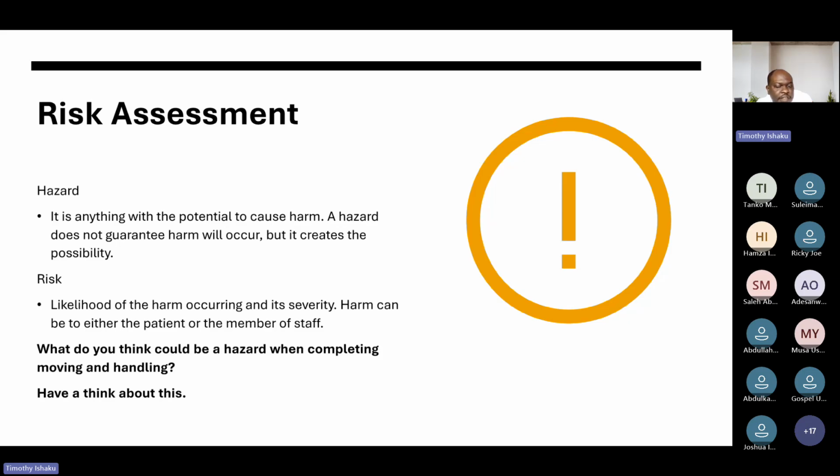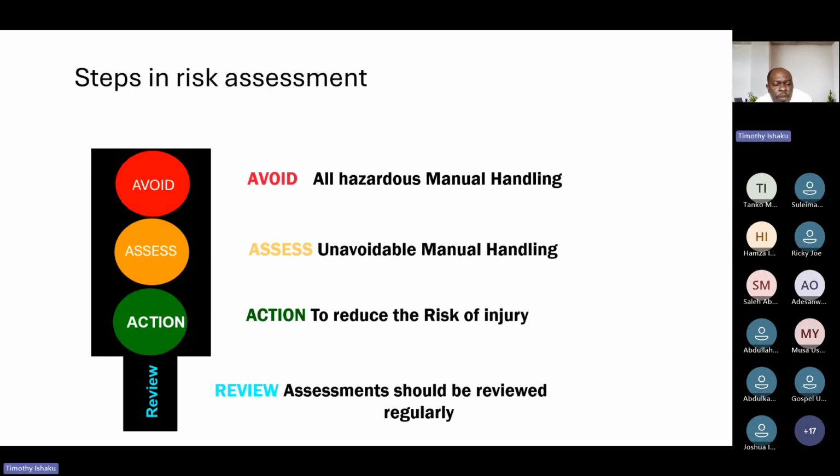And then the task itself, when we're doing it, needing to lift manually rather than asking for assistance. All the things we talked about earlier at the start about likely injury are also likely to cause harm to us. So how do we minimize those risks?